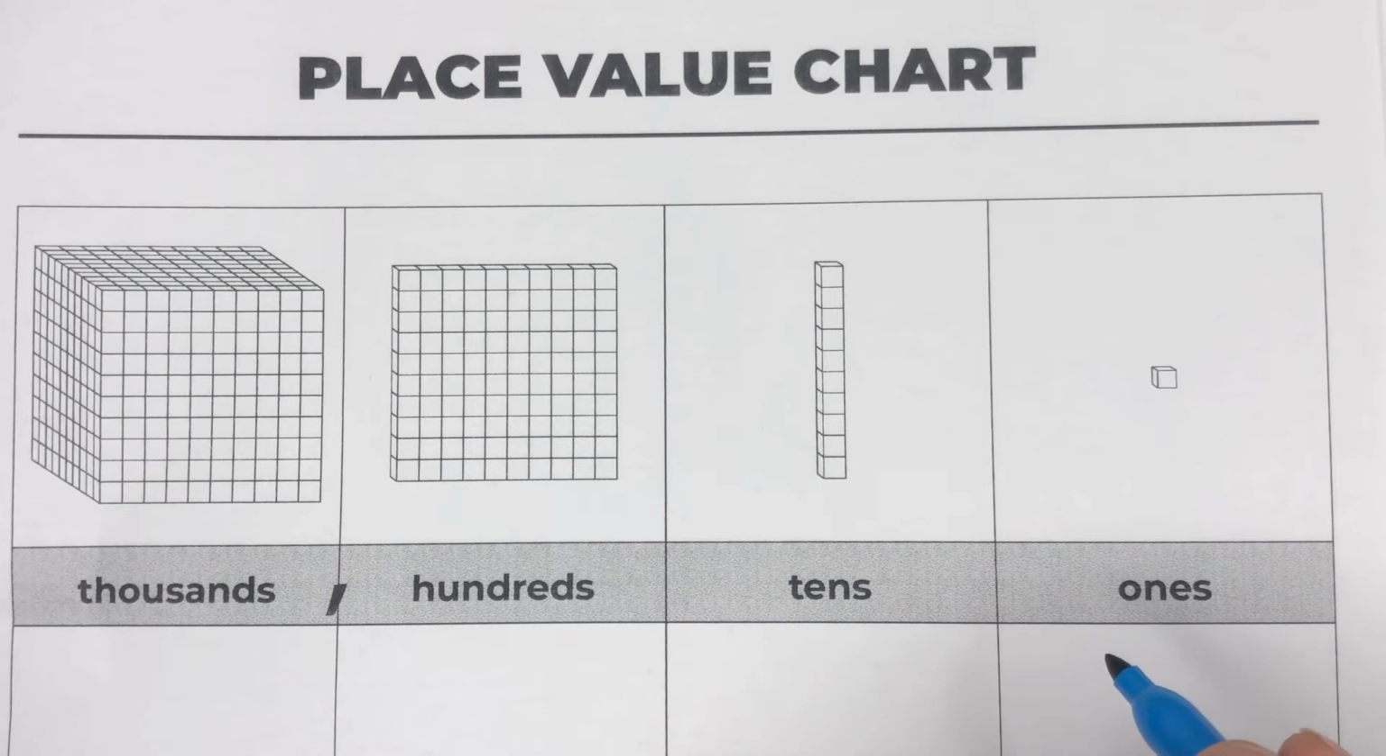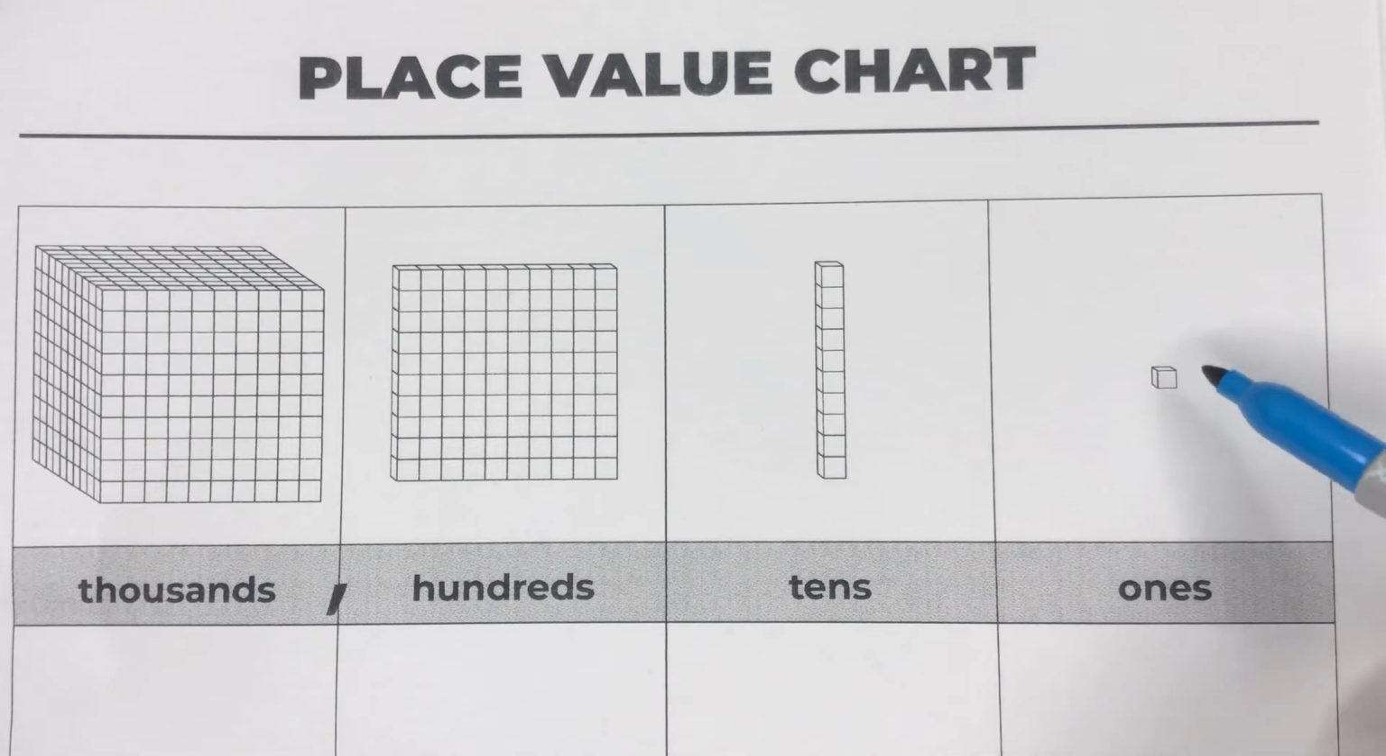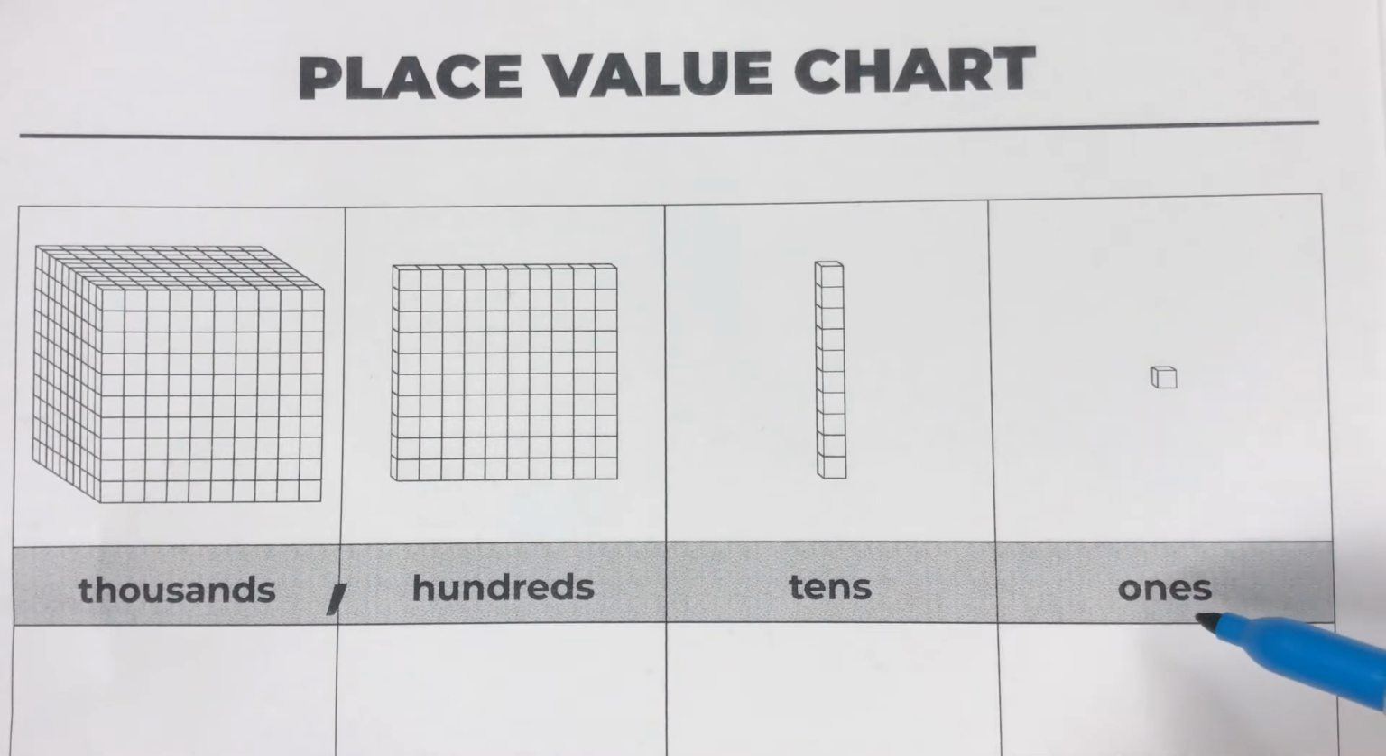Here's another great way to visualize the place values. So we have this place value chart here. You can see here for the ones or units, this is just base 10 blocks. So you have 1 here, and that represents the ones.